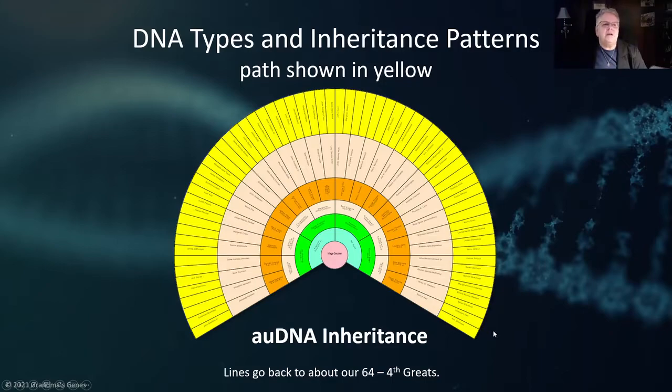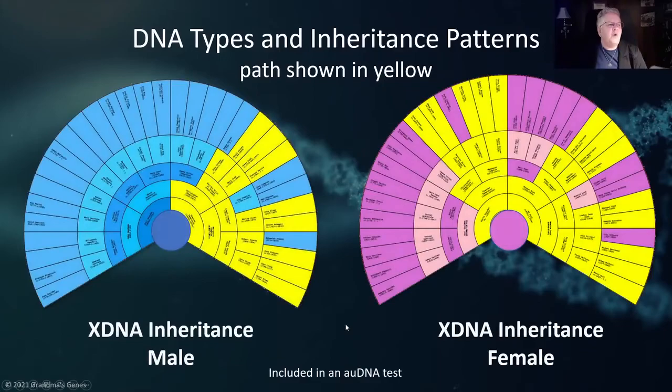Sometimes it can go a bit further back, and sometimes it doesn't go back as far. So it's about to our 64th great-grandparents. That's the inheritance. And for xDNA, male and females have a different way of inheritance, or a different pattern. For males, it is highlighted here in yellow. And for females, xDNA inheritance is also indicated in yellow, and you can tell that they are two different patterns. And these are included in every autosomal DNA test.